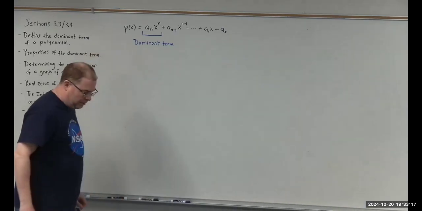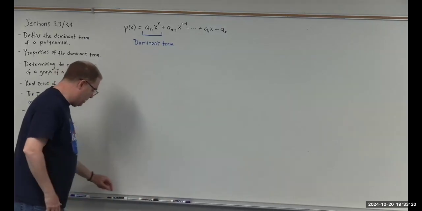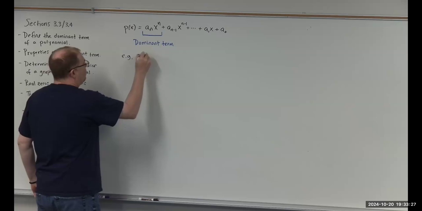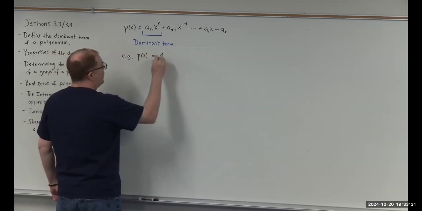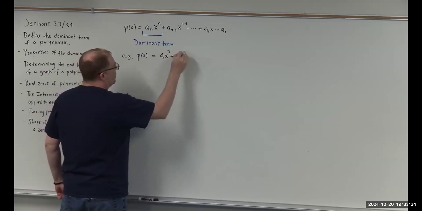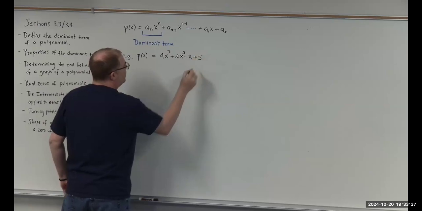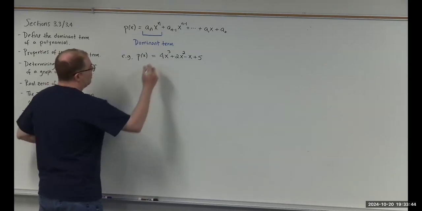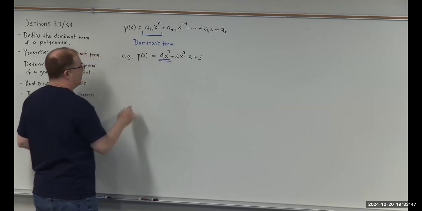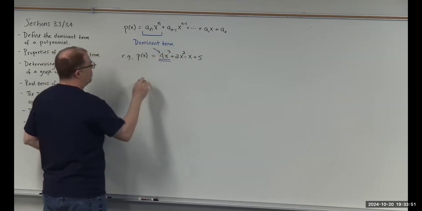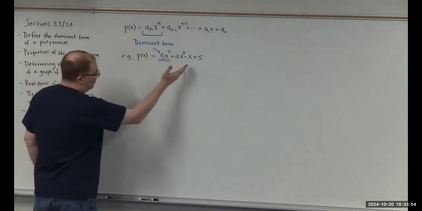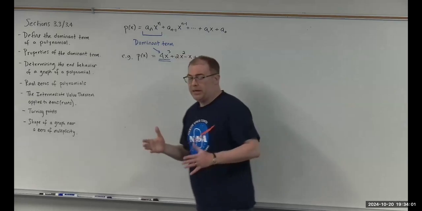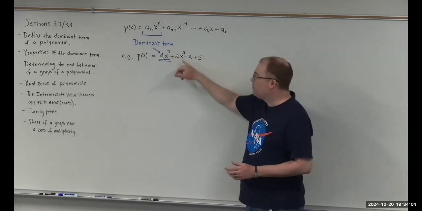All right, so I can give you an example here. Let's say we have 4x to the power 3 plus 2x squared minus x plus 5. So this would be the dominant term, 4x cubed. We have a polynomial in descending order, and so this is the dominant term. And based on the previous lecture video, we know that this is a degree 3 polynomial.